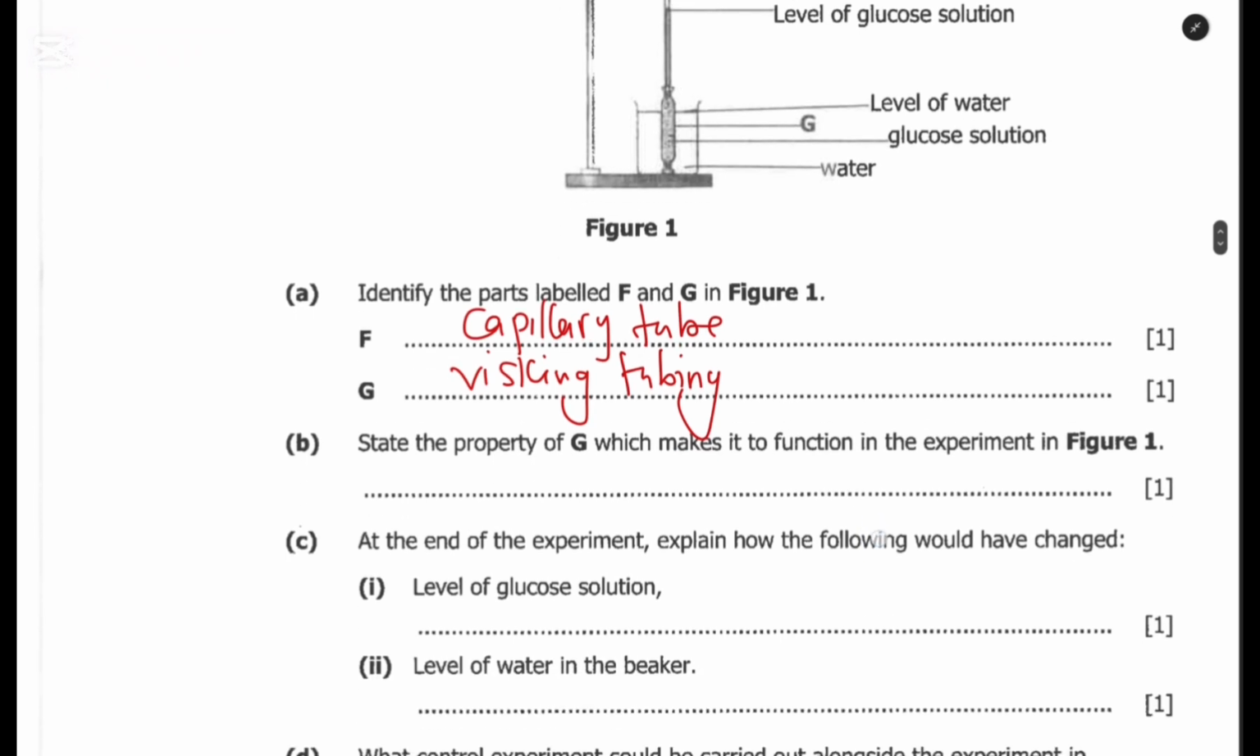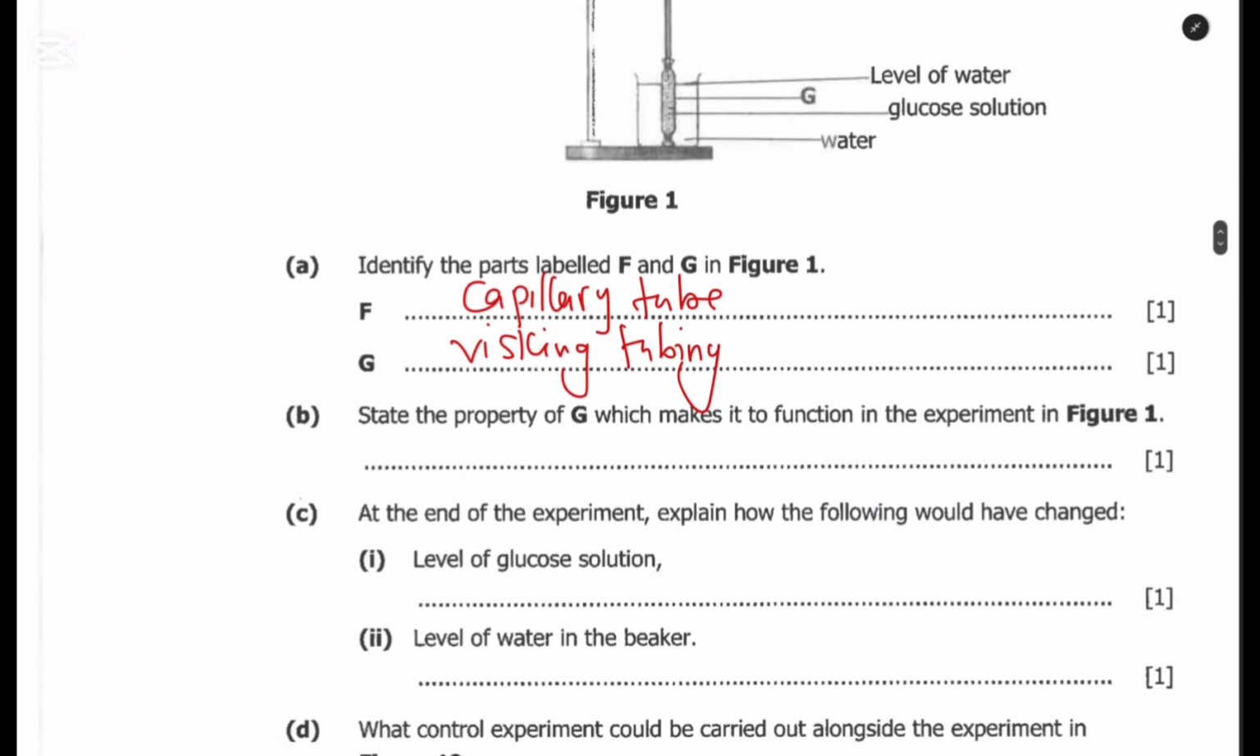B: state the property of G which makes it function in the experiment in Figure 1. Like I said, it acts as the selectively permeable membrane. And this means that it is selectively permeable. So we can say it is selectively permeable, and that makes it function in this experiment.